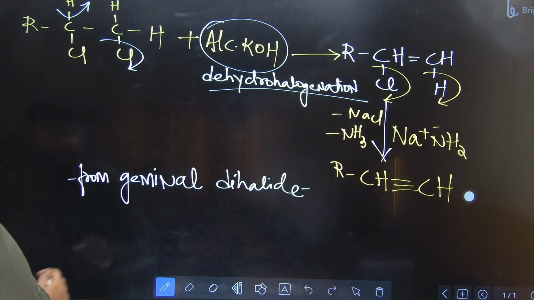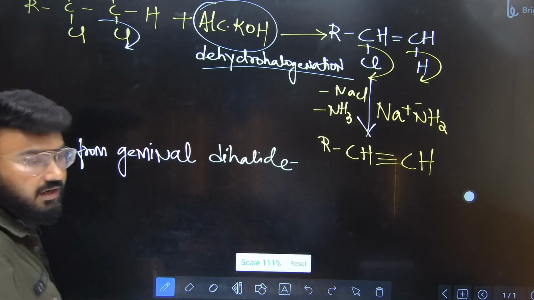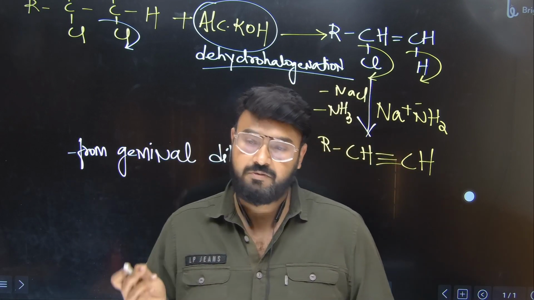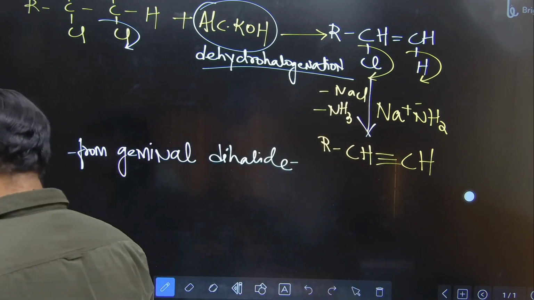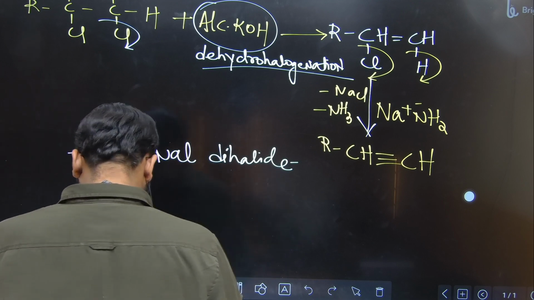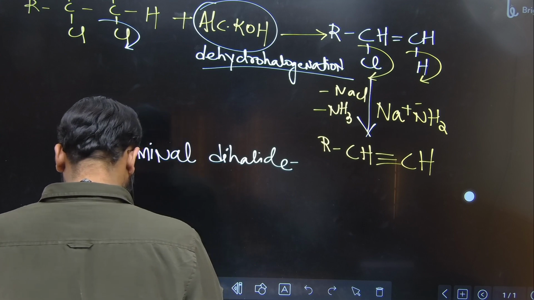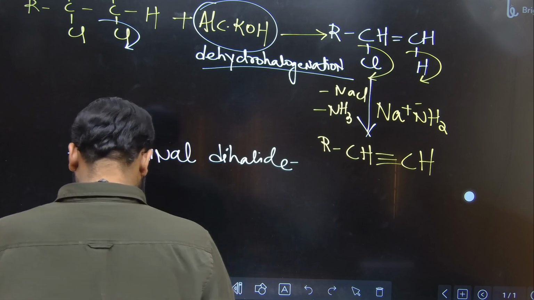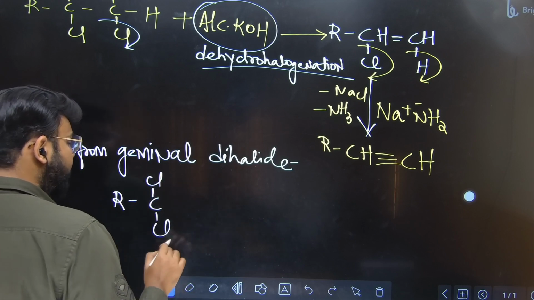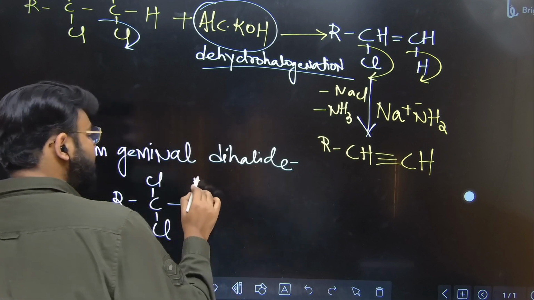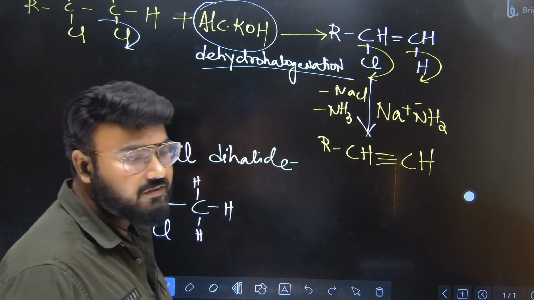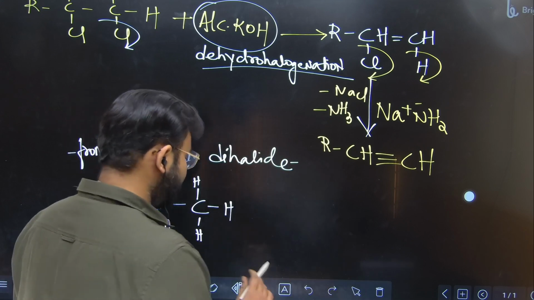All right. So, guys, from geminal dihalide. Geminal means, in the vicinal you have seen both the halogens were on different carbons, but in this case, the same carbon will have both the halogens. Okay. So let's take one good example. Guys, take a note of this in geminal now. This you have R C Cl Cl CH3. This is the best example we'll take. So tell me now, how will you convert it? What will you do now?